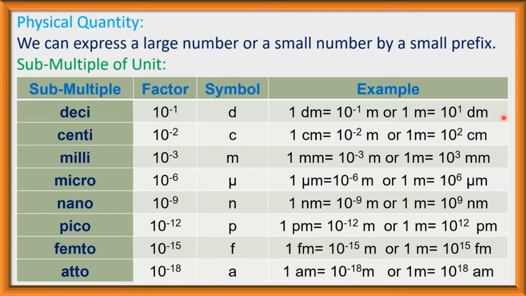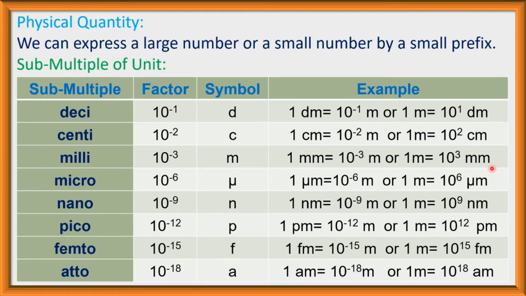Centi, for the factor 10 to the power minus 2, its symbol is c. 1 centimeter is equal to 10 to the power minus 2 meter, or 1 meter is equal to 10 to the power 2 centimeter. Milli, for the factor 10 to the power minus 3, its symbol is small m. 1 millimeter is equal to 10 to the power minus 3 meter, or 1 meter is equal to 10 to the power 3 millimeter.